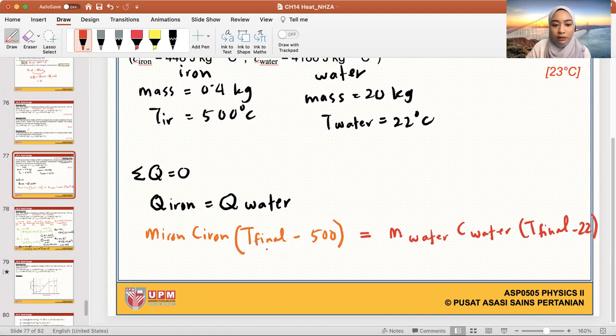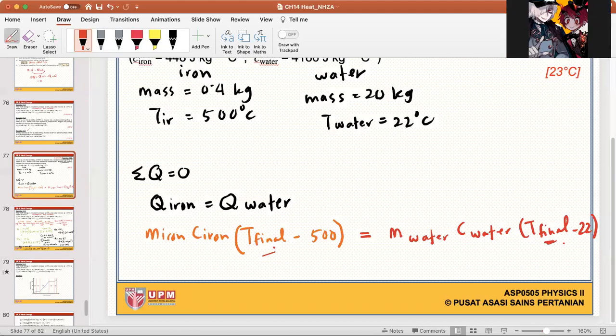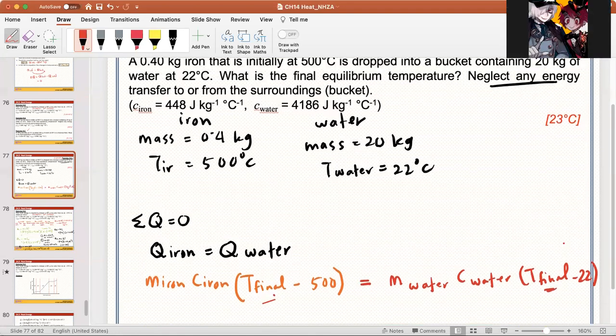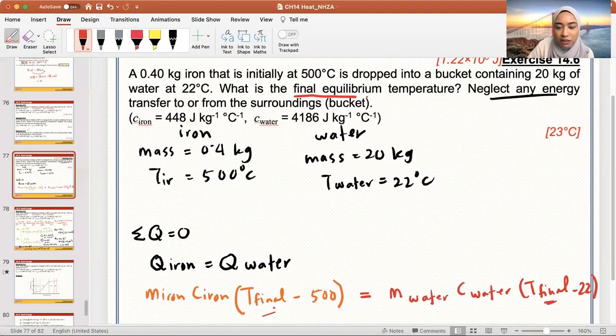Is our T final for iron the same as our T final for the water? Same. Same sebab? Because they reached an equilibrium. Yeah, so here they give a hint. Reaching equilibrium means that equilibrium happens when there is no heat transfer, and that can only happen if they have the same temperature. So objects in thermal equilibrium have the same temperature. So T final of water and iron has to be the same. Dua-dua benda.